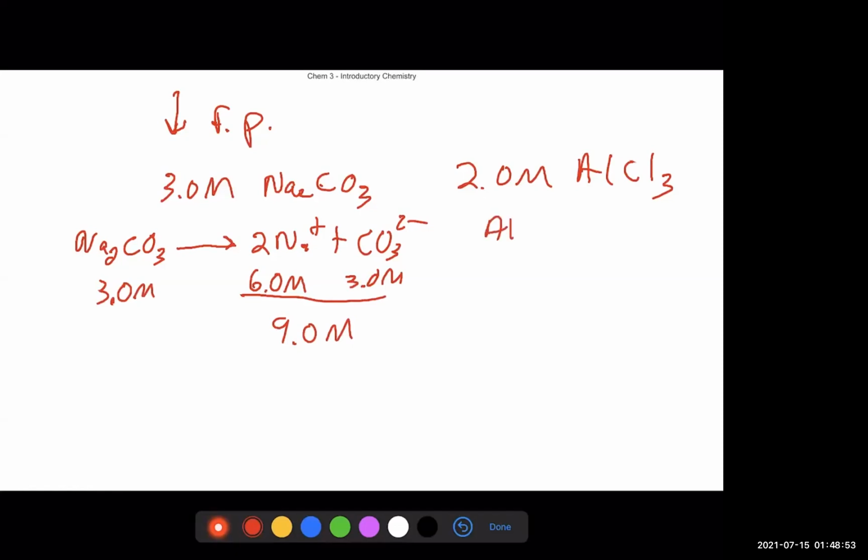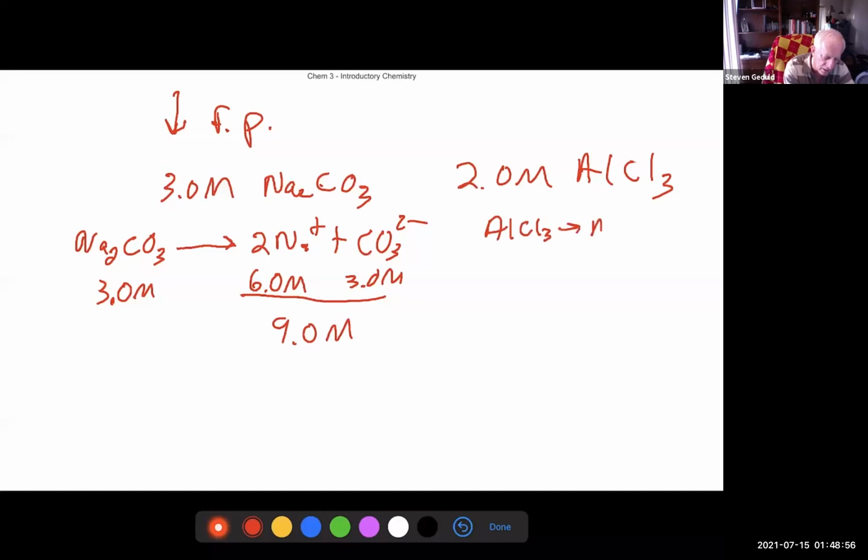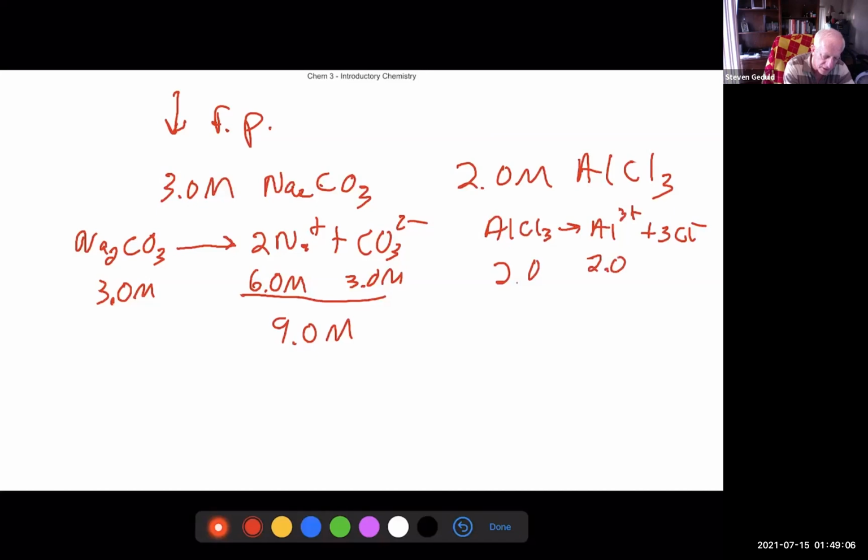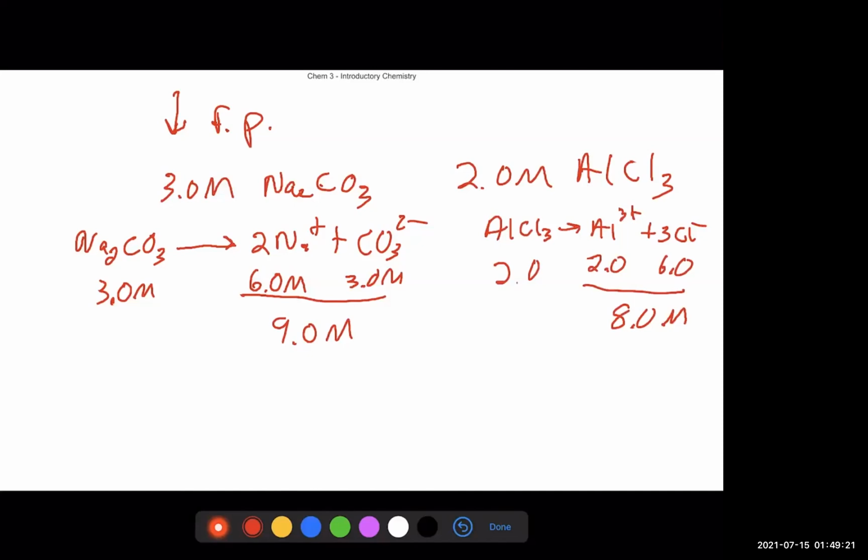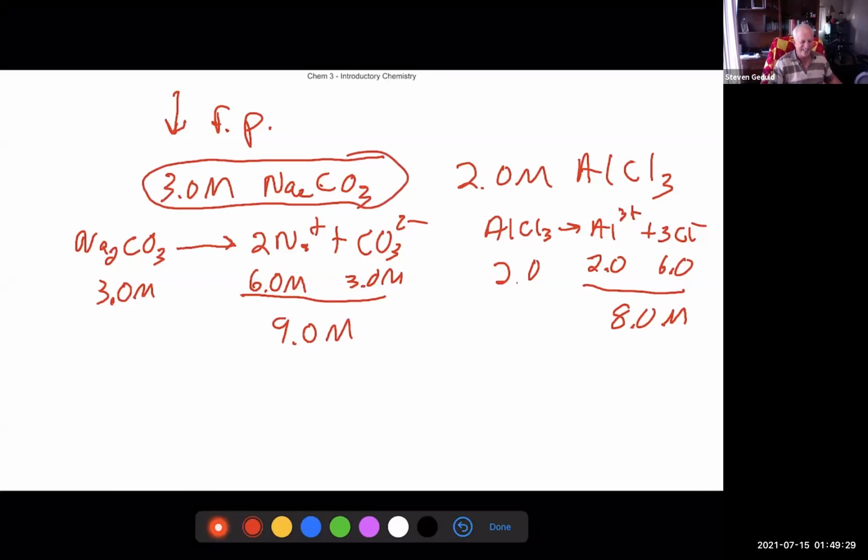Aluminum chloride goes into Al 3 plus and 3 Cl minuses. And this is 2.0 aluminum, and this is times 3, gives us 6.0, right? Because it's 3 times the amount of aluminum chloride. So we add these together, that gives us an 8.0 molarity solution. Which solution has a higher molarity? Sodium carbonate, sorry. And that's okay. I agree with you, so it's okay.